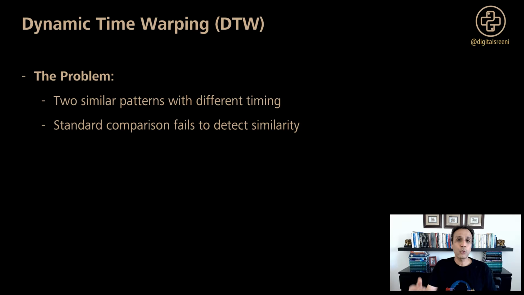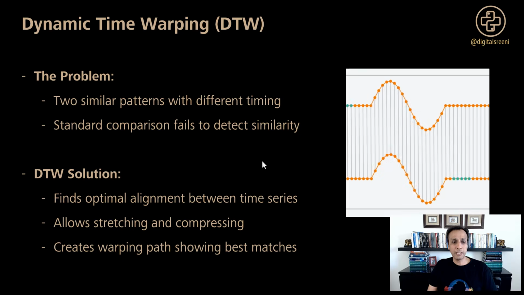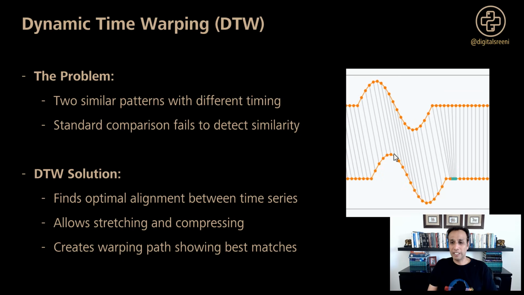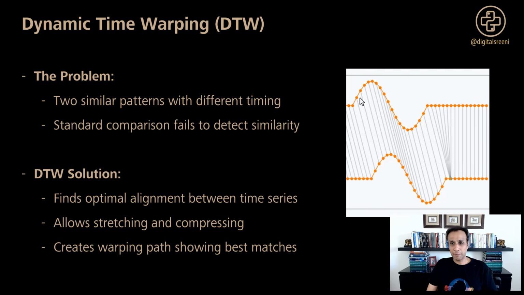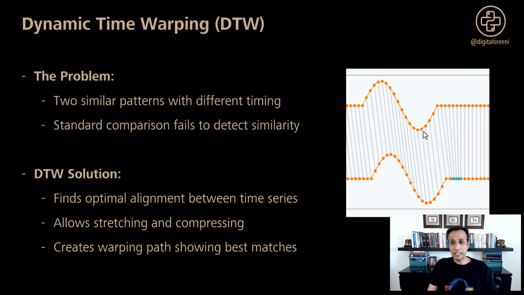So that's where dynamic time warping actually comes from. And this is where the standard comparison fails to detect similarity. So what does dynamic time warping do? Look at the graphic on the right hand side. Top and bottom are basically, let's say, identical, except here it's compressed a little bit.